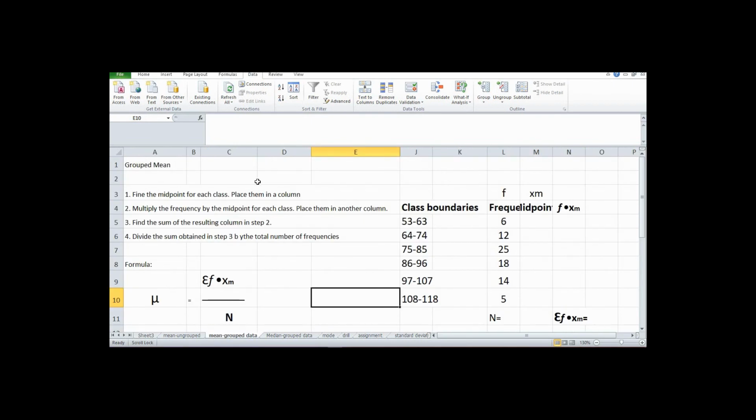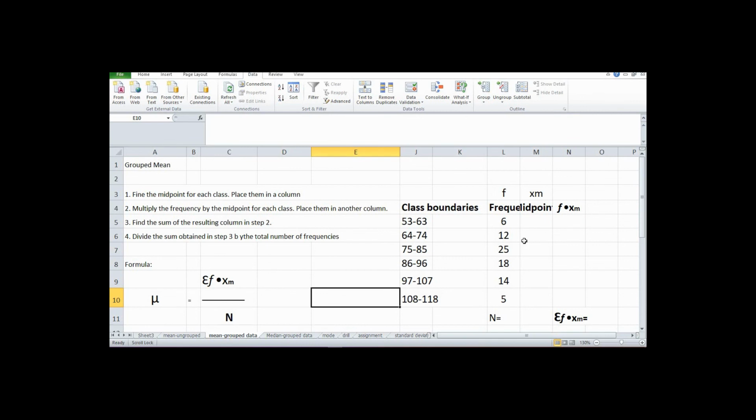In this video, we will again discuss the central tendencies, but this time for grouped data. A recap: last video I discussed the central tendencies for ungrouped data, the mean, median, and the mode. I will only discuss how to get the mean for grouped data. So I have here steps on how to get the mean for grouped data.